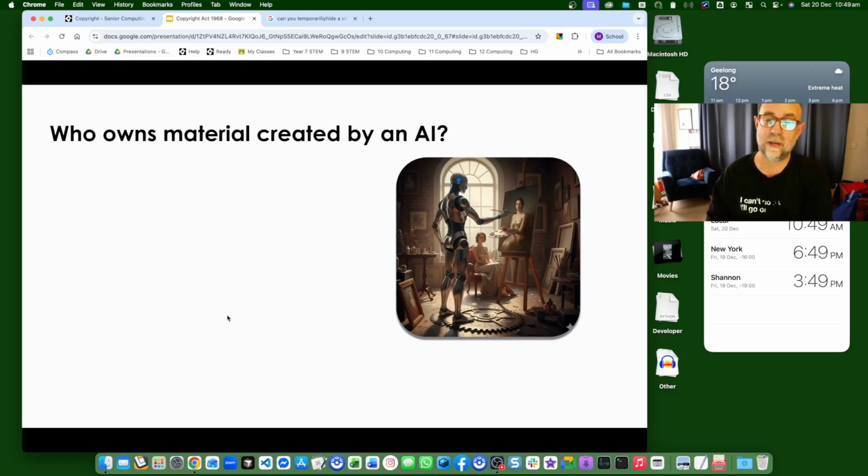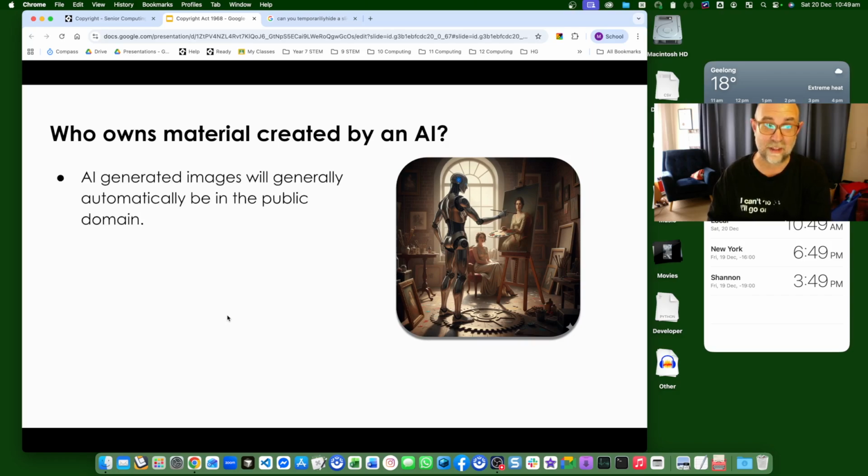So, I talked about this just a minute ago. Who owns material that is created by AI? Now, I wouldn't be surprised if this changes in the future, but this is the state of the law at the moment. Generally speaking, AI images automatically go into the public domain. They become ownerless straight away.